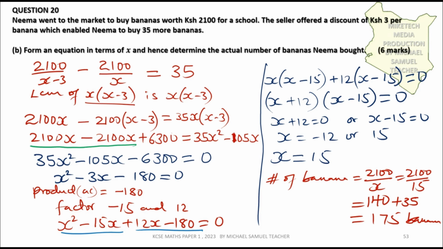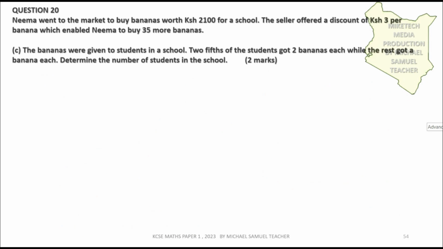Then we go to part C of question 20 of 2020. The bananas were given to students in a school. 2/5 of the students got 2 bananas each, while the rest got a banana each. Determine the number of students in the school. So since we don't know the number of students, we can say let the number of students be n.